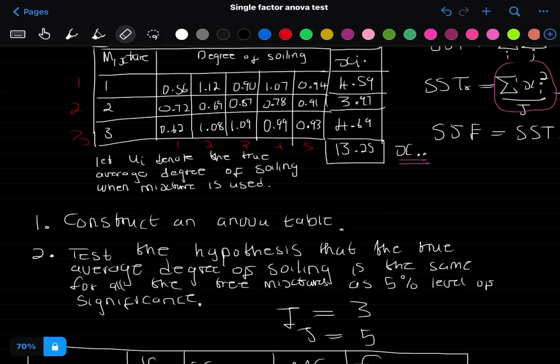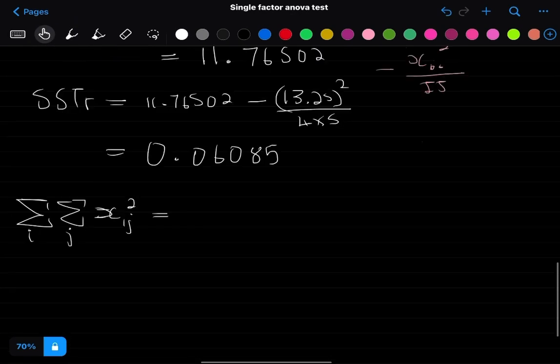I made a mistake here. It's actually 0.7. So it's 1.07 squared plus 0.99 squared plus 0.93 squared, which is 12.1351.